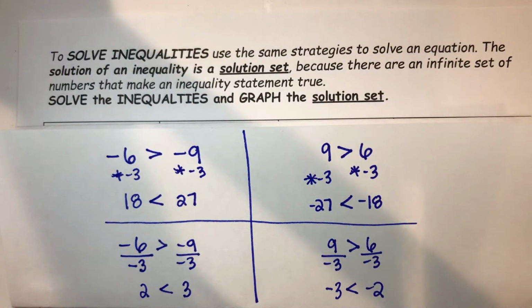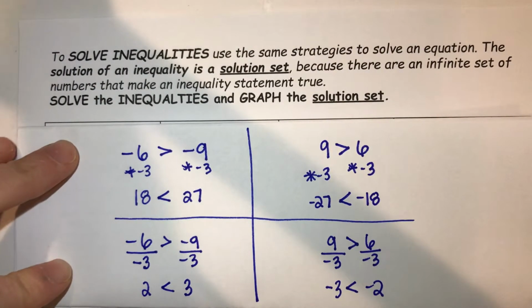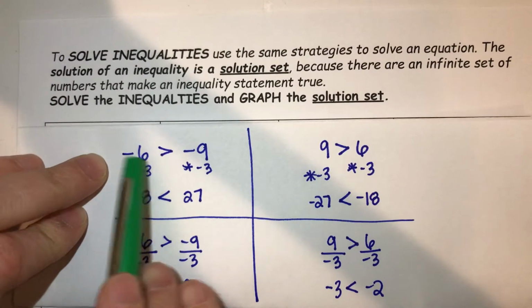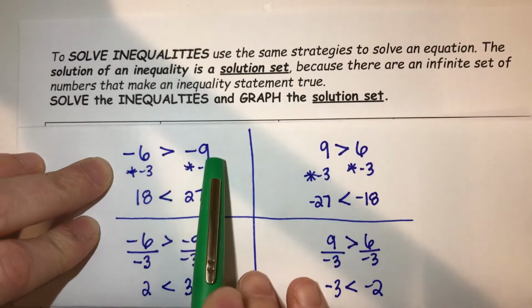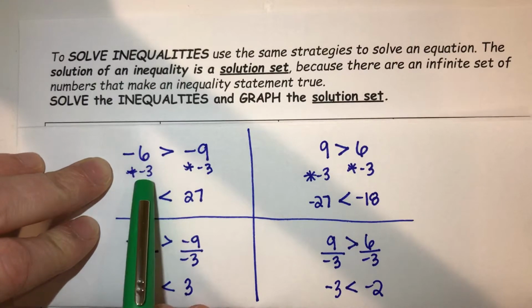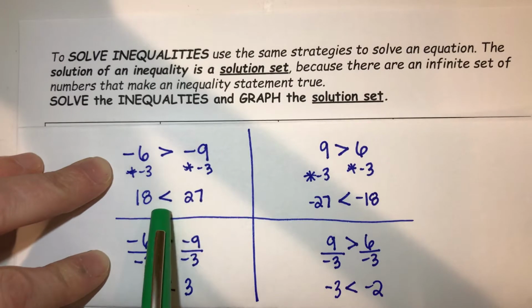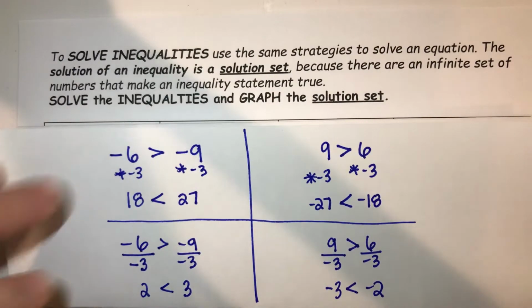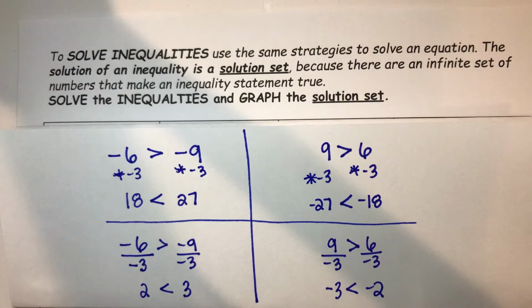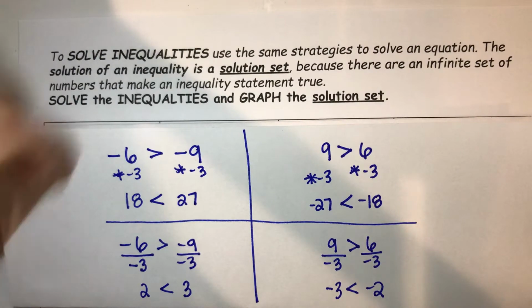So first I'm going to start with a reminder of the investigation that we did. Remember, here -6 is greater than -9, but when we multiplied or divided by a negative number, the inequality sign had to be flipped. So remember, when you multiply or divide by a negative, you have to flip the sign around.